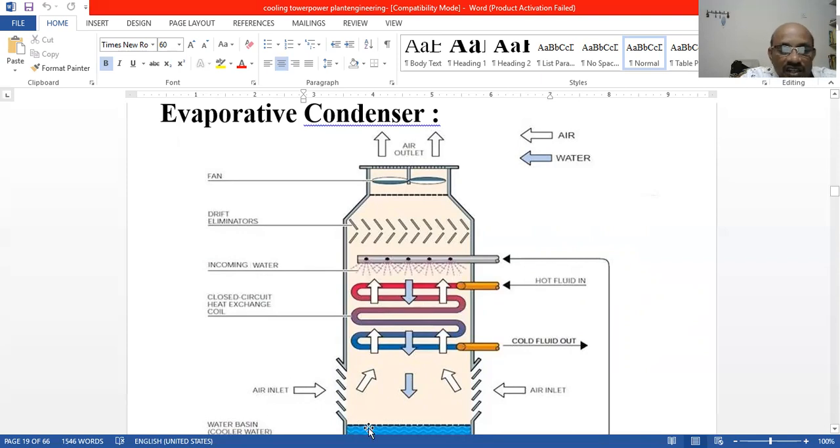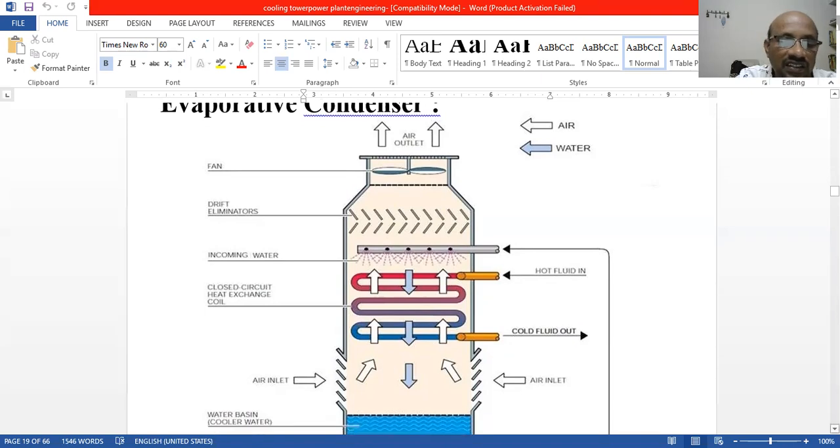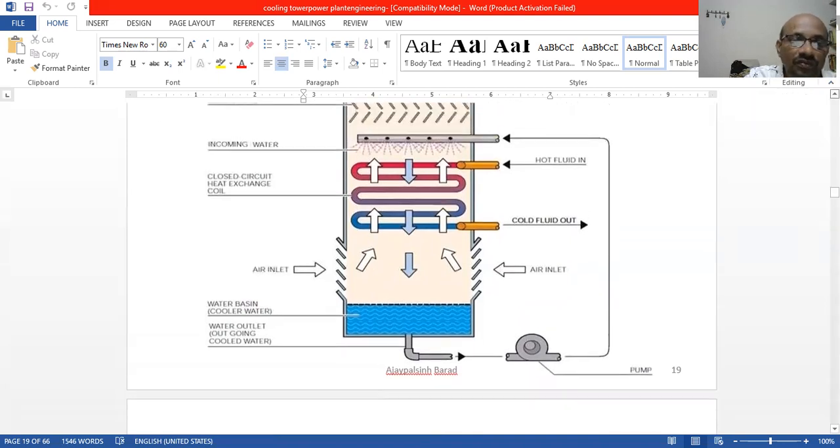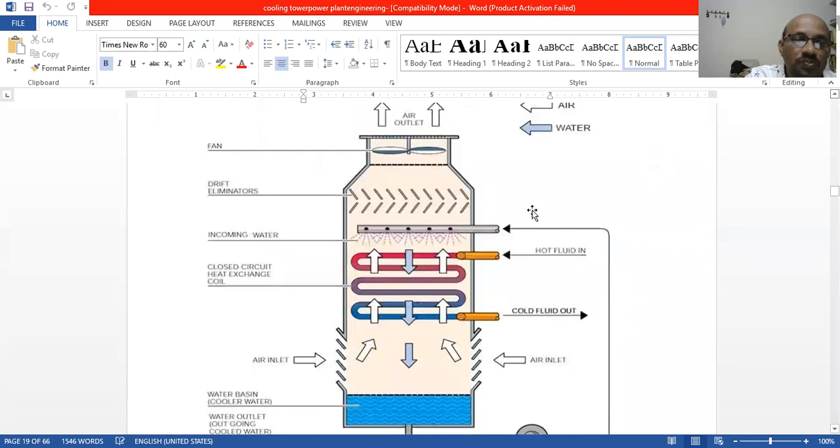Over here, we are also sending air, so we are sending air from both sides. Again, the thermal efficiency is increased. Here the water basin with cooling water will be there, and we send it to the water extraction pump. From that, the cooling water goes again to the sprays.